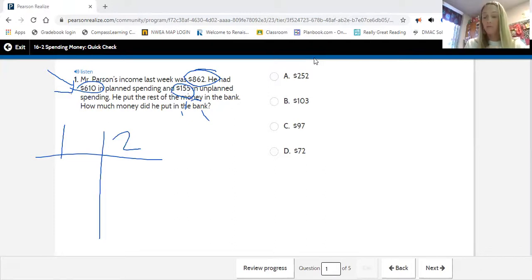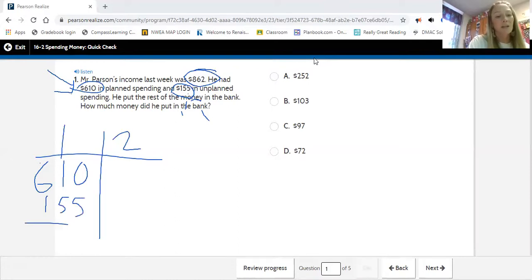I'm just going to go ahead and combine my spending. Remember, spending is anything that you're paying money for. Okay, so it's like the opposite of income. It's money that's coming out of your income that you don't have anymore. You spent it on something. Okay, so we're going to take 610 plus 155 because those numbers are talking about spending. 0 plus 5 is 5. 1 plus 5 is 6. 6 plus 1 is 7. Okay, so we know he spent a total of $765.